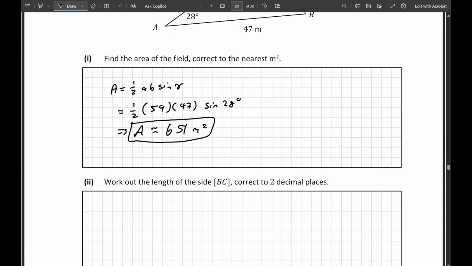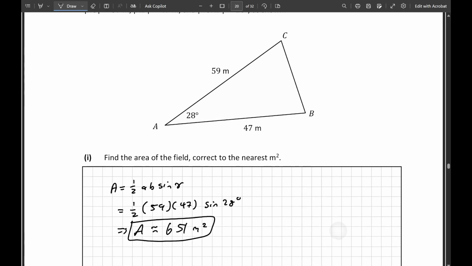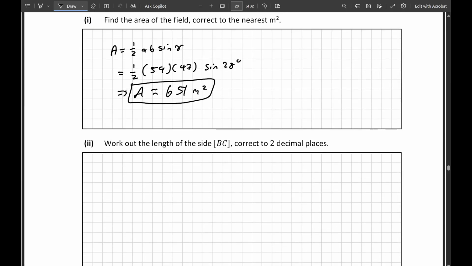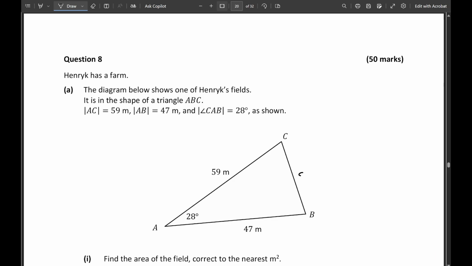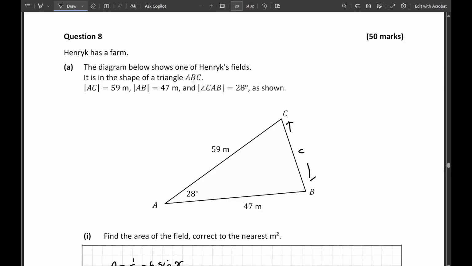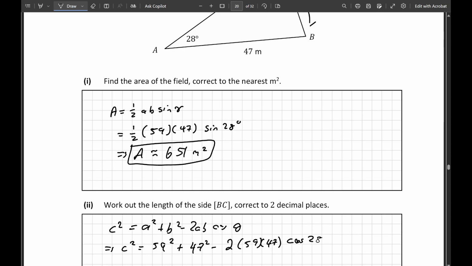Work out the length of BC, correct to 2 decimal places. Well, it's going to be the cosine rule here. If I call this side C, then I'll have to rename it after. So C squared is A squared plus B squared, take away 2AB cos of gamma. So C squared is 59 squared plus 47 squared, take away 2 lots of 59 by 47 times the cosine of 28 degrees.